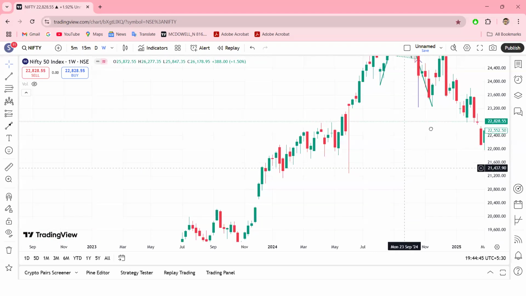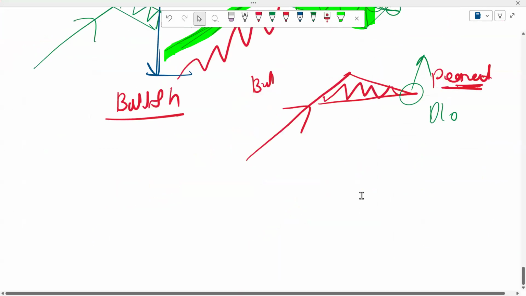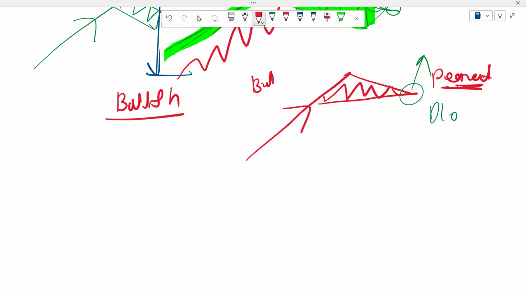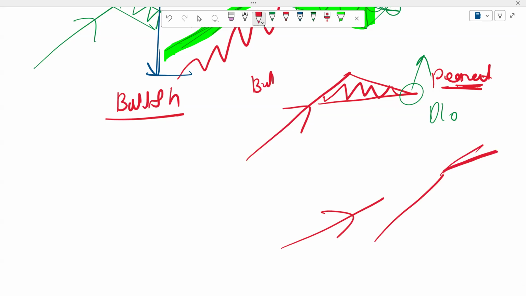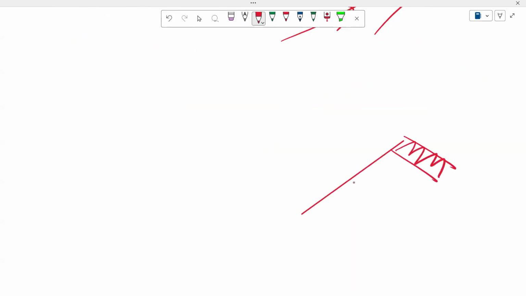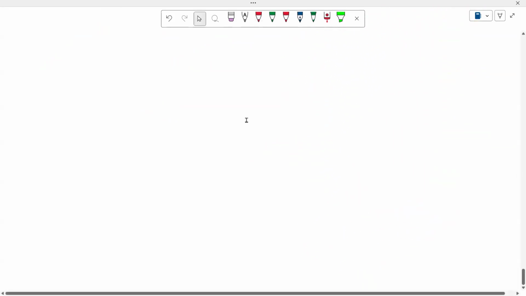Some confusion happens in the flag and pole pattern, right? This will not be considered a flag if your flag is like this, and you see a pattern like this. This will not be a flag. Don't consider it as a flag. Your flag has to be like this, or like this. It can occur in the downward direction also.